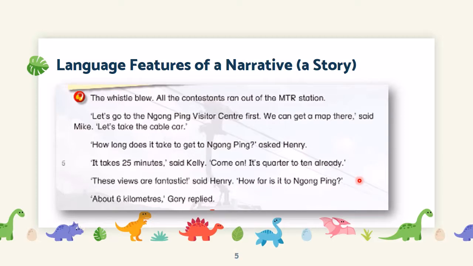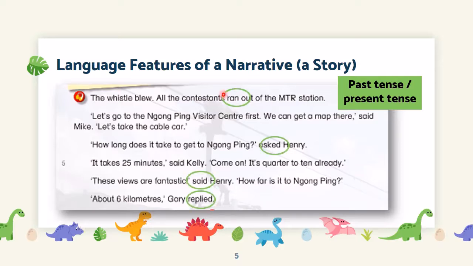Welcome back. Now, I'm going to talk about some of the language features of a narrative that you will not find in other texts, such as a chant. First of all, a lot of time narratives are written in past tense. As you can see, these are the verbs in past tense. Also this one, blue. Because often we want to talk about stories that has happened before.